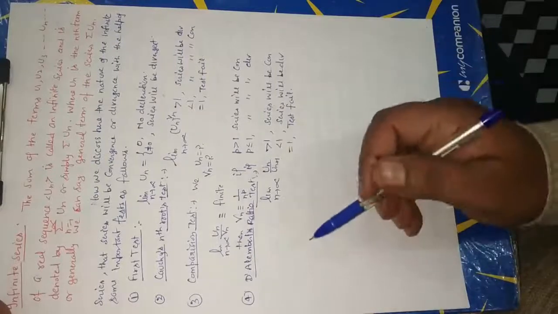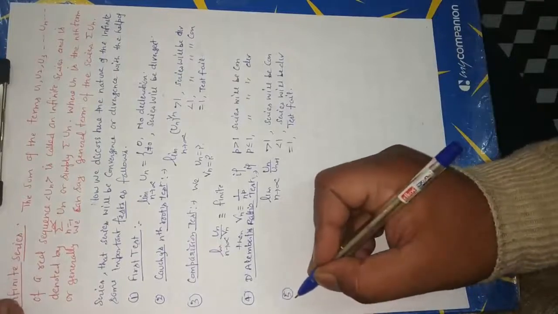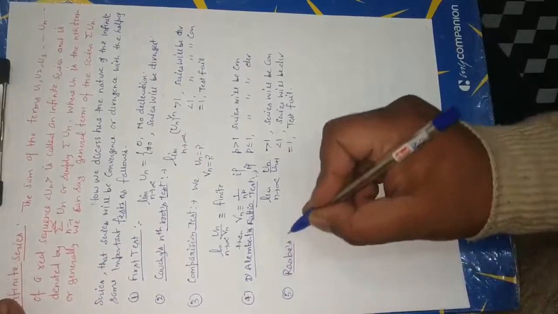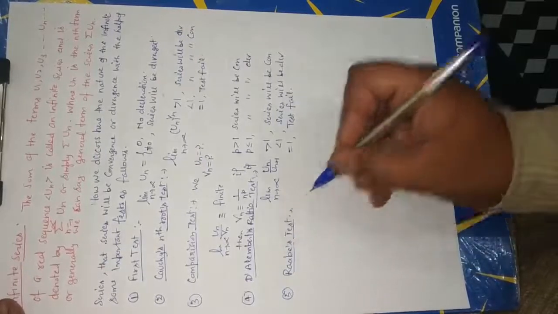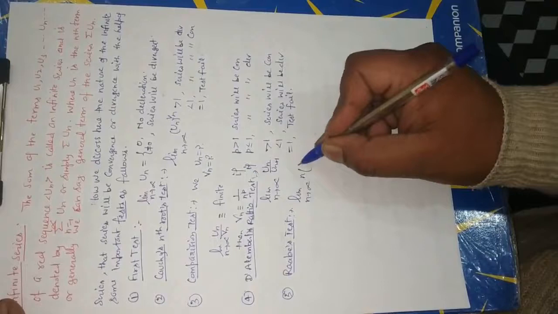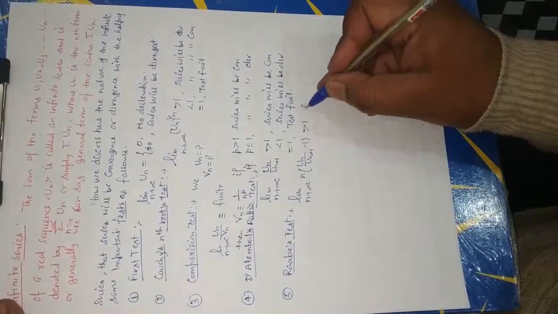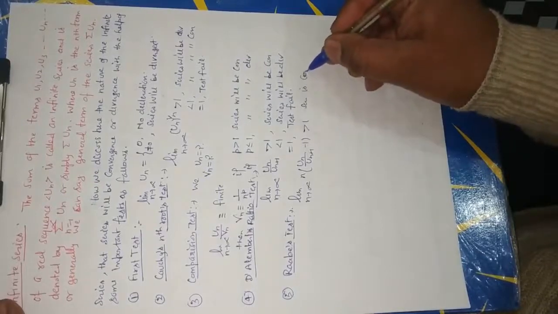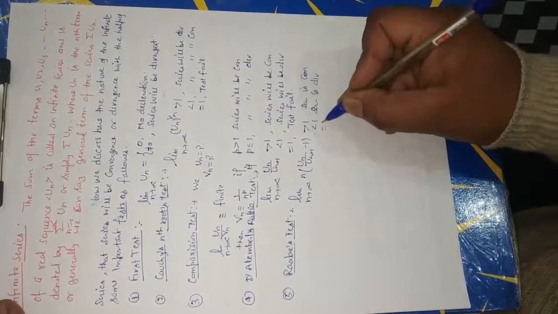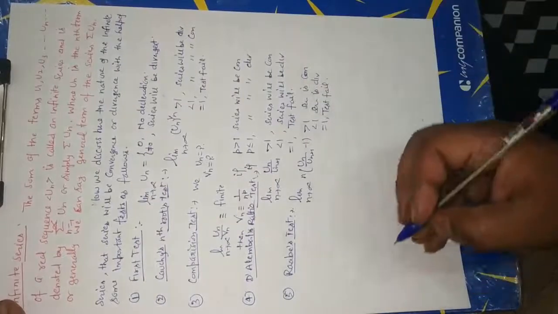Now in this case, when the D'Alembert test fails, then we apply the fifth test. The fifth test name is Raabe's test. In this test, limit n tending to infinity n times (un upon un plus 1 minus 1), greater than 1, the series is convergent. Less than 1, the series is divergent. Equal to 1, test fails. Okay.